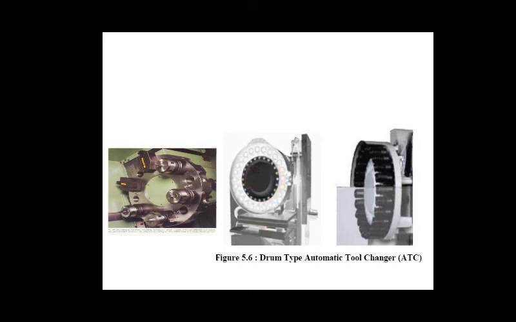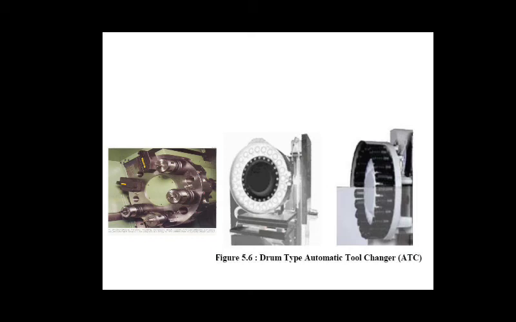These tools are stored on the periphery of the drum. As we know, it has the capacity to hold only up to 30 tools, so due to that its search speed is faster. So this is what a drum type is.